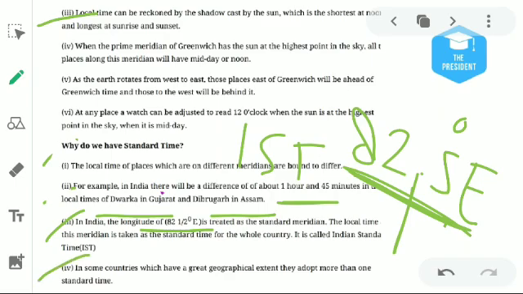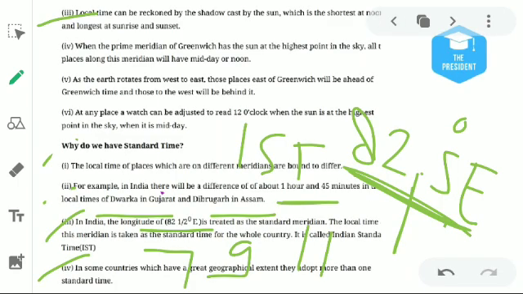Some countries use more than one longitude to determine their local time. Like Russia, which uses 11 time zones, Canada 9, and the USA 7.